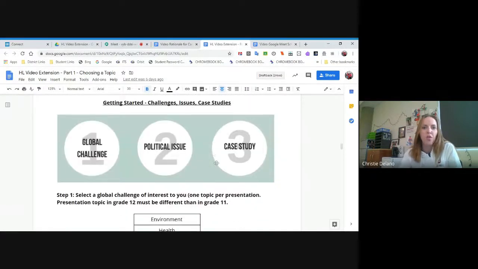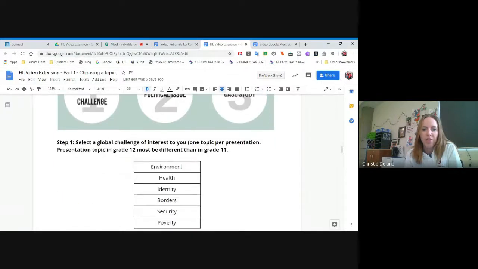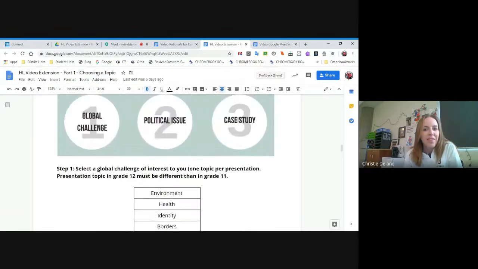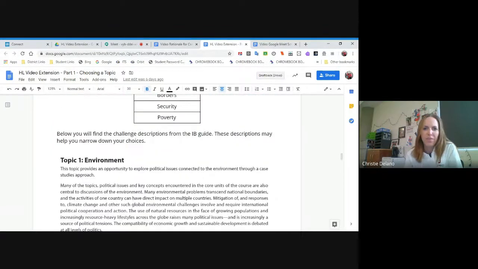Okay, so getting started. First step is we need to select a global challenge, one of those six topics. So health, environment, identity, borders, security, or poverty. Then within that, you will look at a specific political issue, okay? And then develop a case study specific to it, okay? So now what does that look like?